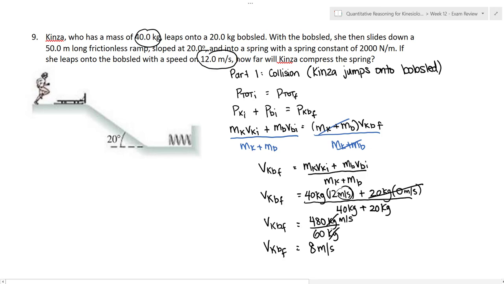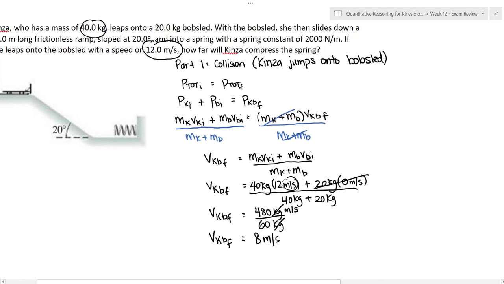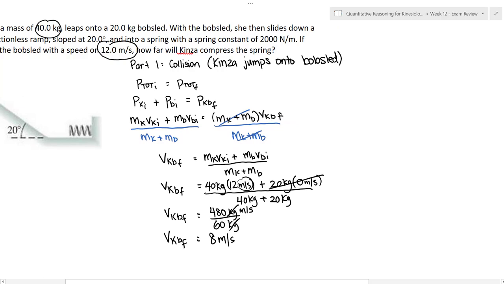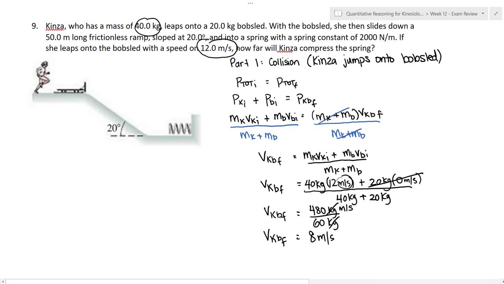All right, so that was part 1 of the question. Now in part 2, Kinza and the bobsled are initially moving at 8 meters per second at the top of the ramp, and then they slide down the ramp and compress the spring. So let's move on to part 2. I'm going to actually do it just to the bottom over here so that you can see everything. Part 2.